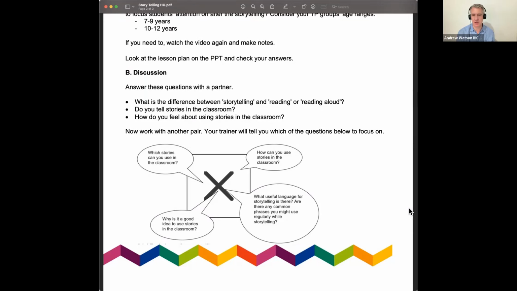Do you tell stories in the classroom? How do you feel about using stories in the classroom? So let's try and answer these together. Does anyone know what the difference is between storytelling and reading or reading aloud?